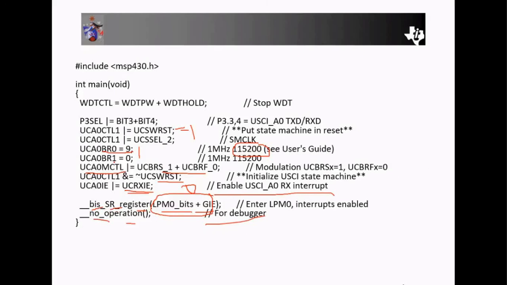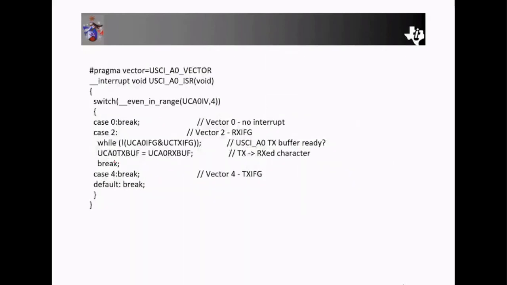Now for every transmitter or receiver, you have to write an interrupt service routine. The interrupt service routine will tell when you have to transfer the data. Now the interrupt service routine is written by pragma vector equals USCIAB0RX_VECTOR. This is the default statement. You have to write it. Now __interrupt void USCI0RX_ISR(void). So we are going to write the ISR. It is switch, even_in_range UCA0IV, 4.